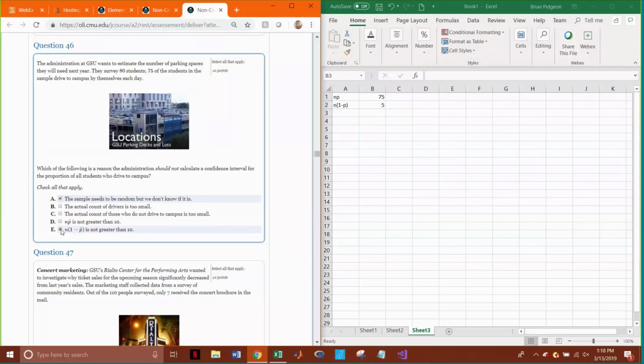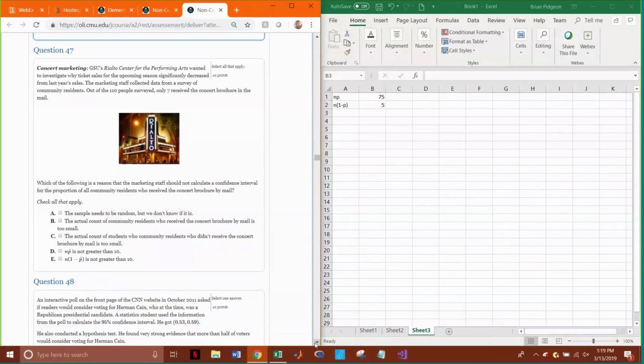Now, think about what these numbers mean in the context of the problem. n times p-hat is 75. We had 75 students say that they drove to campus, which means we had 5 students tell us they do not drive to campus. That's what n times 1 minus p-hat represents. It's the actual count of those who do not drive to campus, and that's 5, which needs to be at least 10. It's too small. So all 3 of these need to be checked.